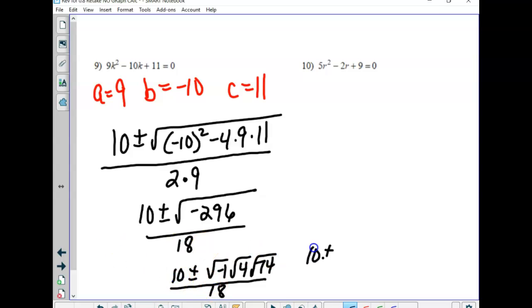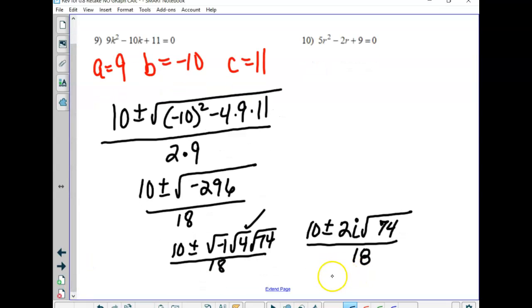Which is 10 plus or minus. The square root of 4 is 2. Square root of negative 1 is i. I usually write it in that order. It wouldn't be wrong if you wrote i times 2. Square root of 74. Now, can I reduce? Yes, but I can also reduce wrong, so be real careful.